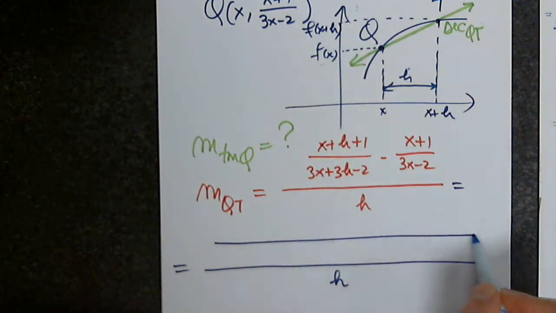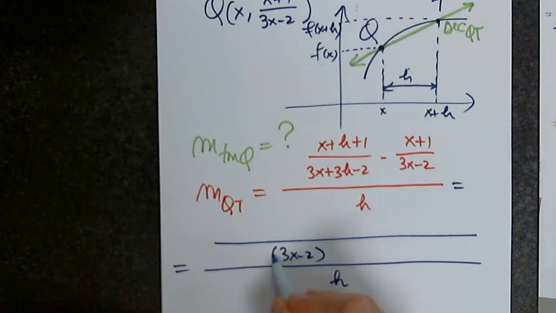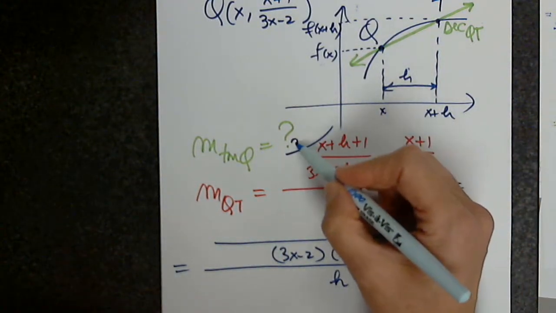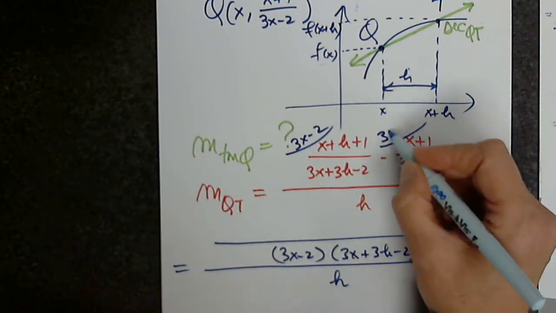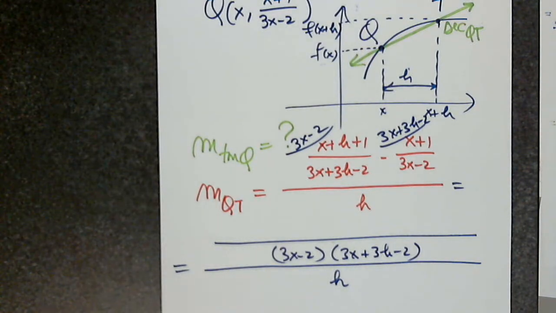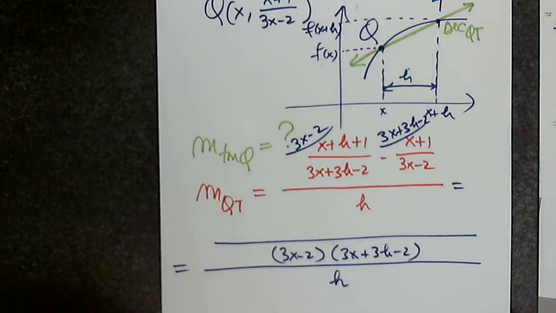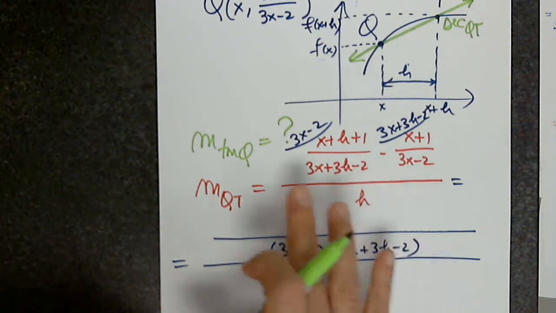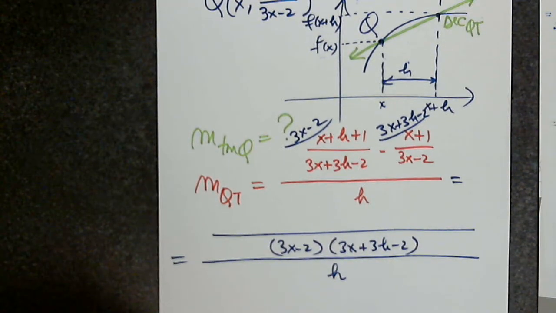So the least common denominator is the product of 3x minus 2 and 3x plus 3h minus 2, with the adjustments. So then the top, can anyone dictate? Any questions? Please ask. Is it clear what we are doing? Anyone?